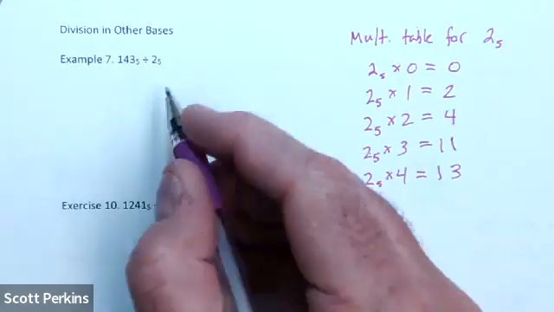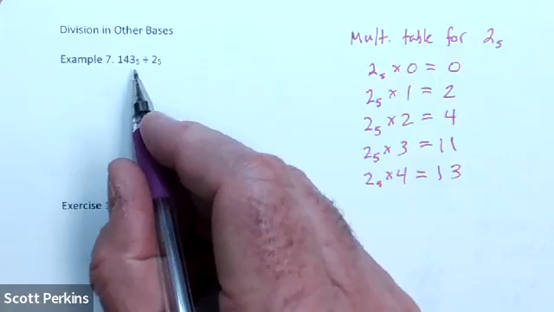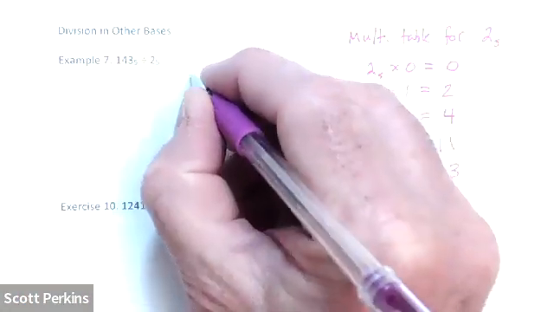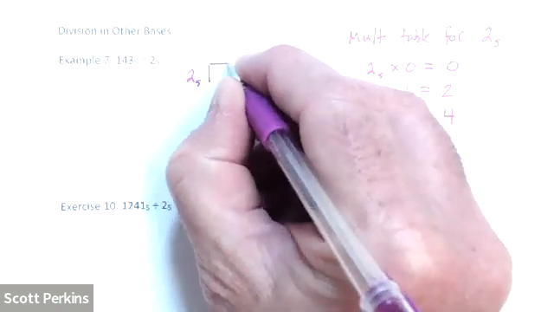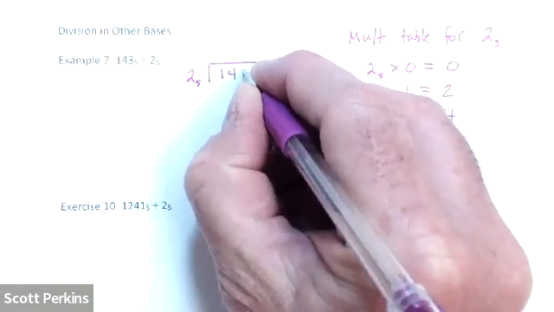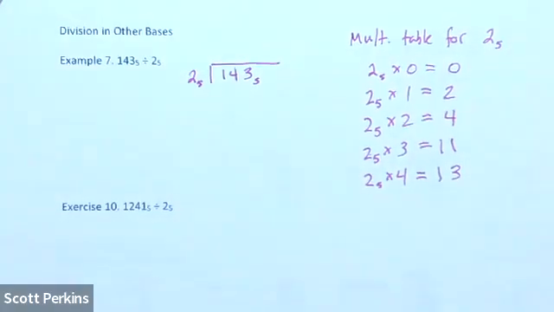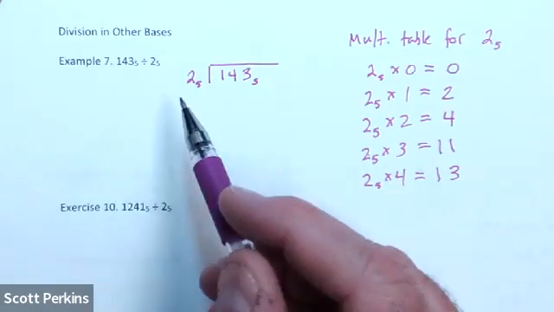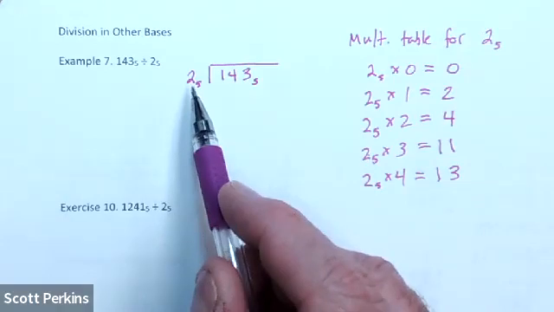All right, so I'm going to come over here. I'm taking 143 base 5 divided by 2 base 5. So I'm going to write that out. I'm going to take my 2 base 5 and 143 base 5. Again, we're thinking back to middle school or late elementary school. You had some very nice teacher, hopefully, that was trying to teach you how to do this.